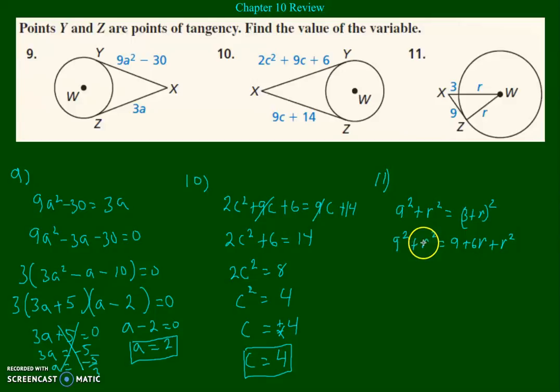Now we can see that the r squareds cancel out, and we're left with 9 squared equals 9 plus 6r. This is 81. We're going to subtract 9 from 81, which is 72, equals 6r, divided by 6. 12 equals r. Oops, that's an r. And that solves problems 9 through 11. Let's move on to the next set of problems.